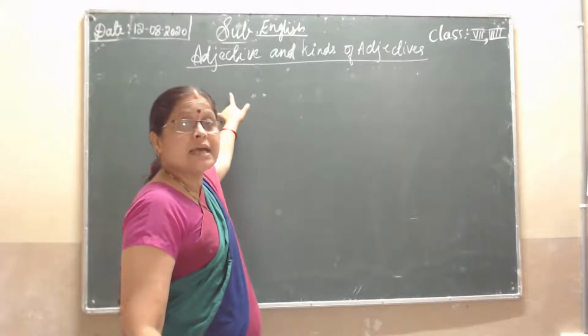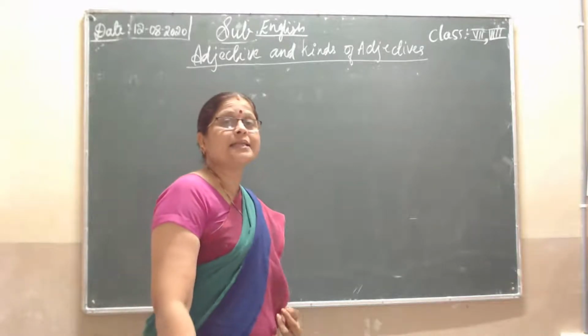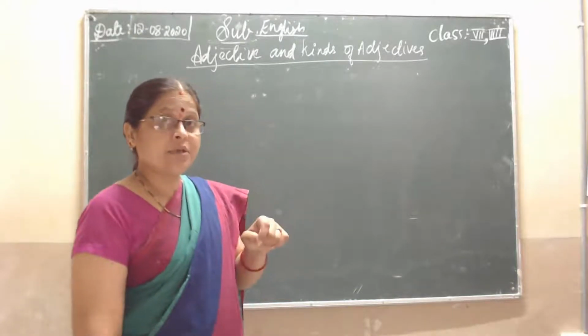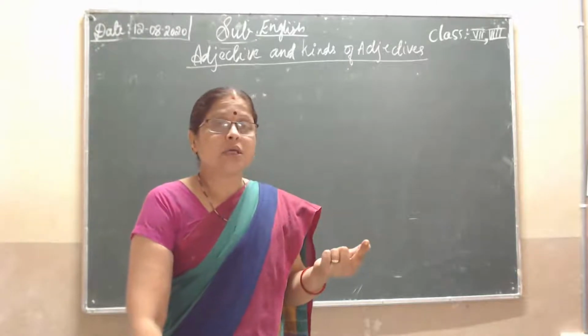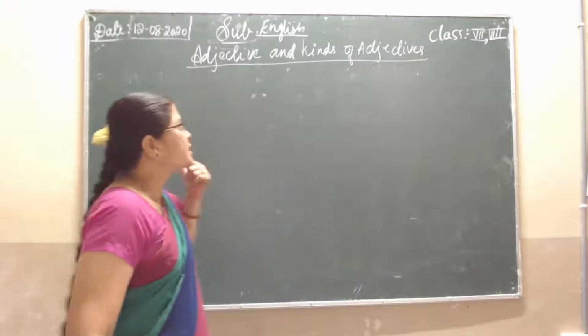Already we know what is an adjective. What is an adjective? Commonly we say that adjective is a describing word. So adjective is describing the word. It describes something about a person, thing, animal, etc. So here, what is an adjective?